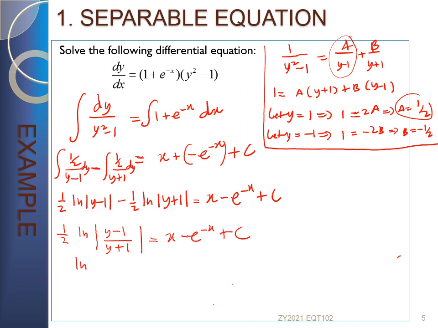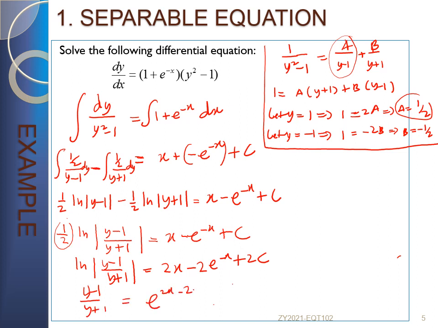So now we bring the 1 over 2 here to the right, it will be 2x minus 2e^(negative x) plus 2c. So now we want to eliminate the ln. So how to eliminate the ln? We put exponent. So when we put exponent, it will be (y minus 1) over (y plus 1) is equal to e^(2x minus 2e^(negative x) plus 2c).